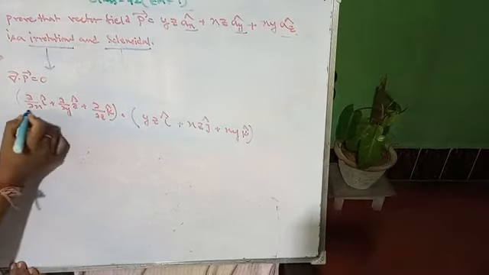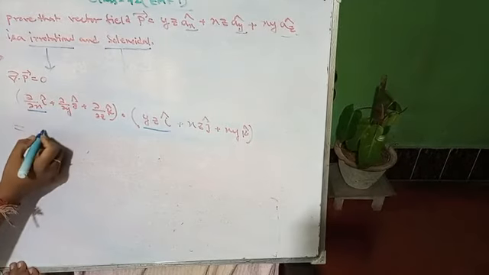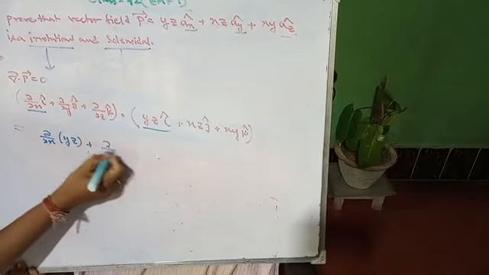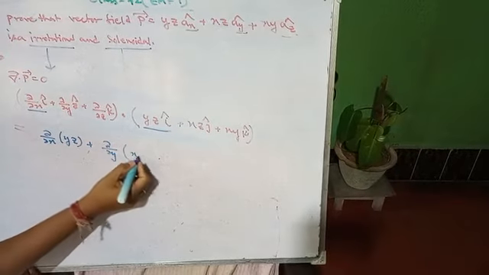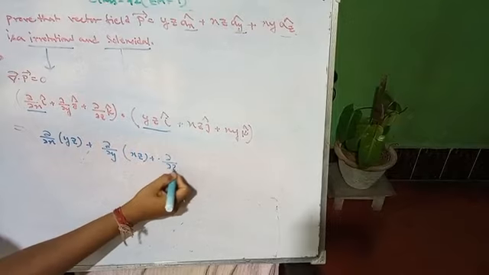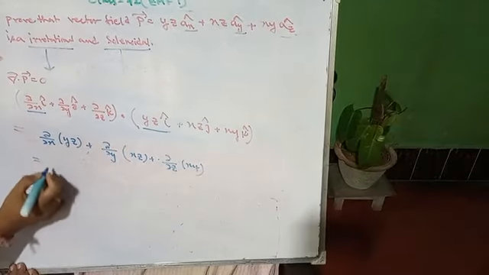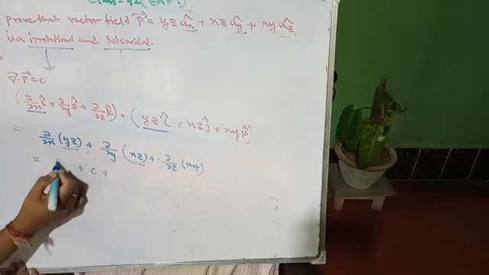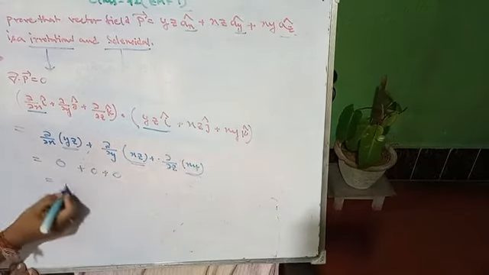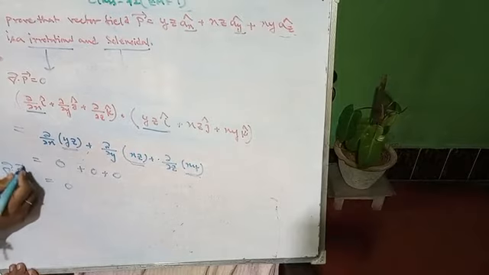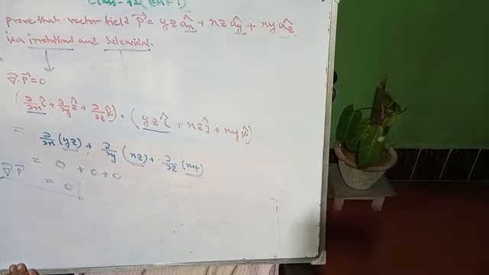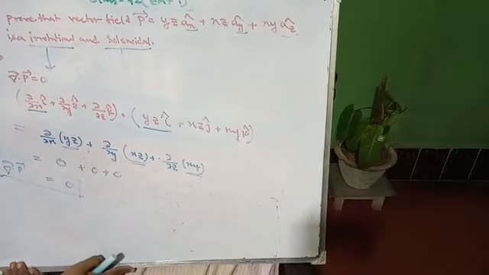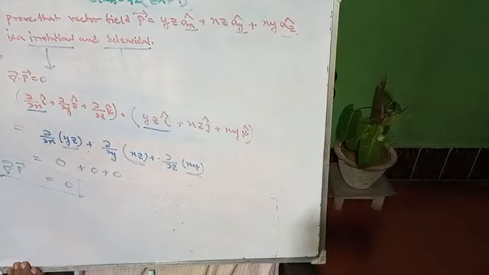So this multiplied with this: del del x of yz, plus del del y of xz, and the last term del del z of xy, and the rest are 0. There is no x part, so it will be 0. There is no y part, again 0, and there is no z part, again 0. So divergence of P equals 0. That means it is solenoidal. Here you can conclude that P vector is solenoidal.